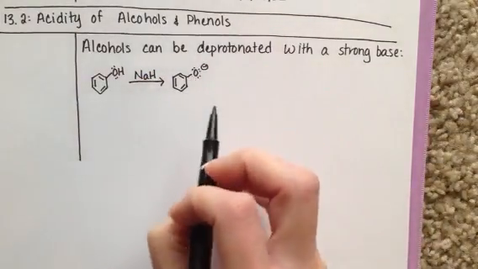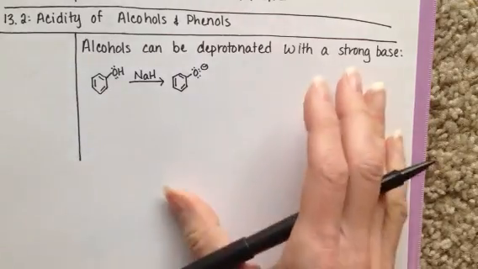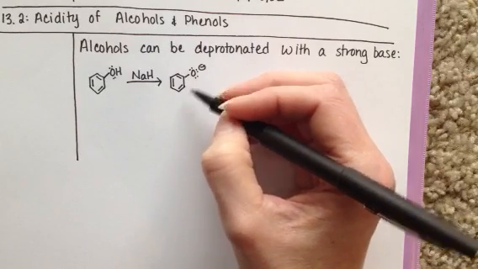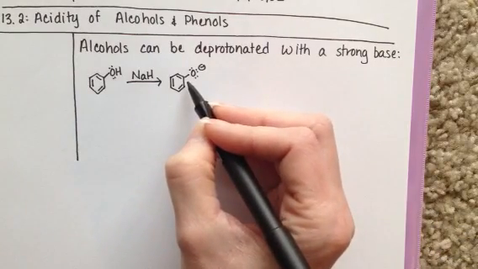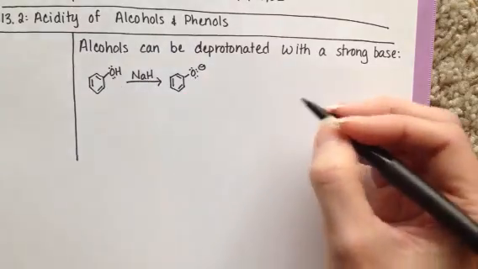We refer to this as an alkoxide. I think that's terminology that we used last quarter as well. The deprotonated form of an alcohol is called an alkoxide. This particular one is called phenoxide because it is the deprotonated form of phenol.